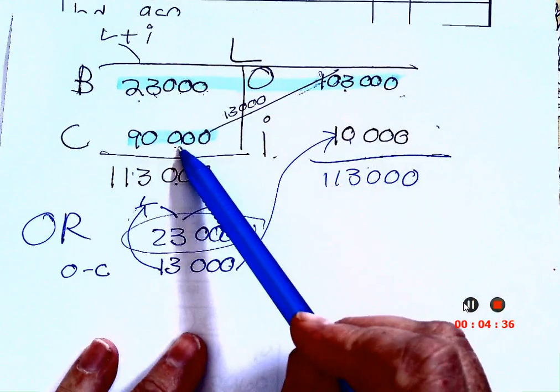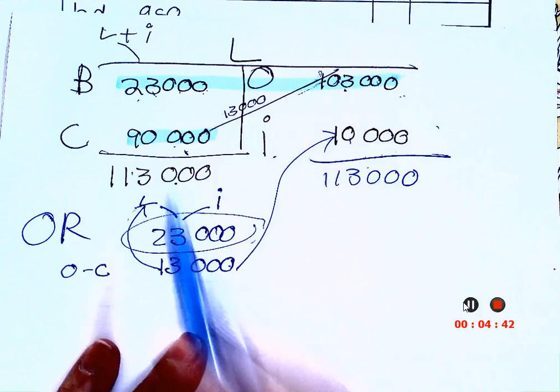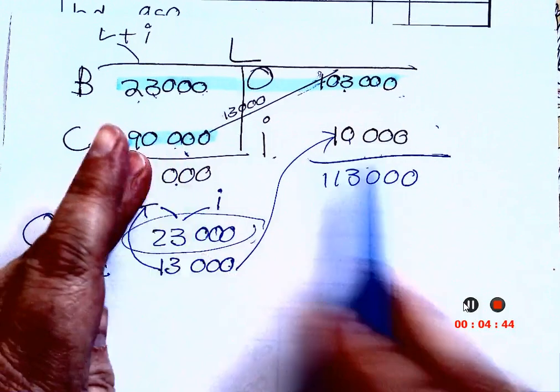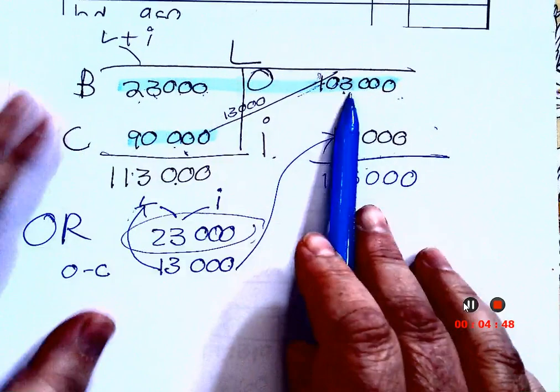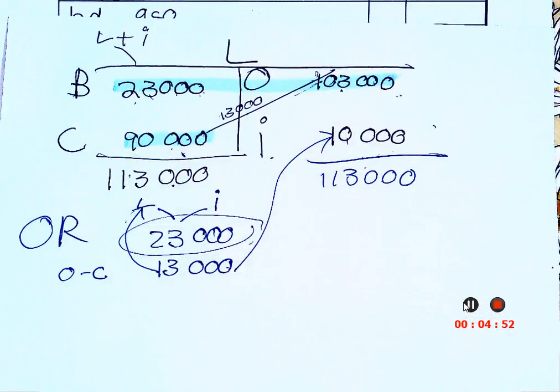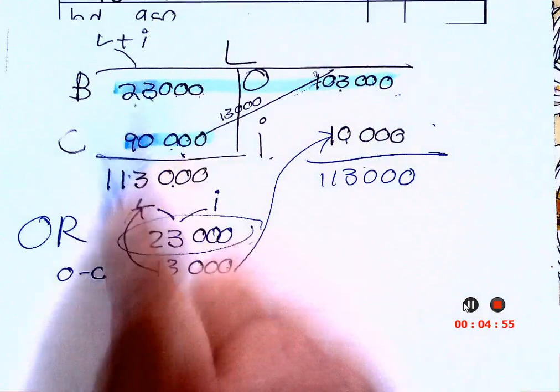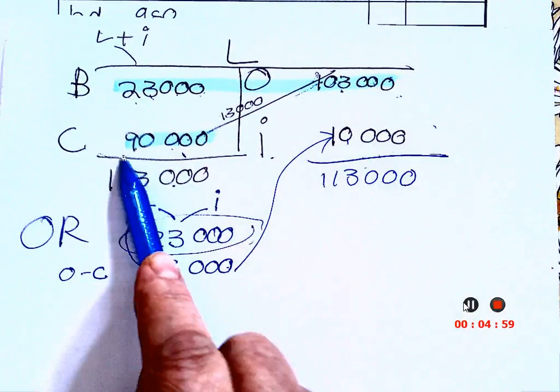How much smaller? 10,000. But then, since it's a negative balance, does it mean that it's going to affect my bank? No, it just means it has to go that side. Because if I would have said 103 less what, and it's positive 10, then it means this side is smaller than that side. So then the 10 would go this side.